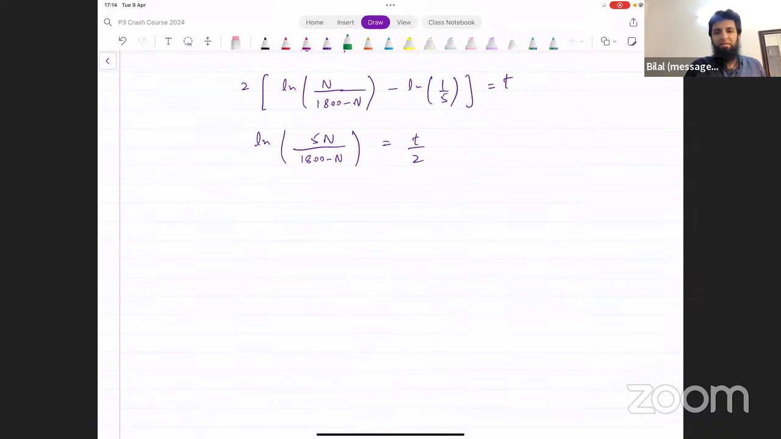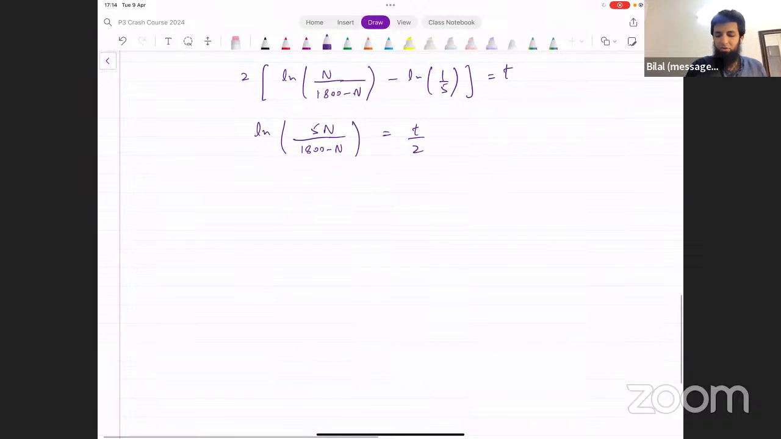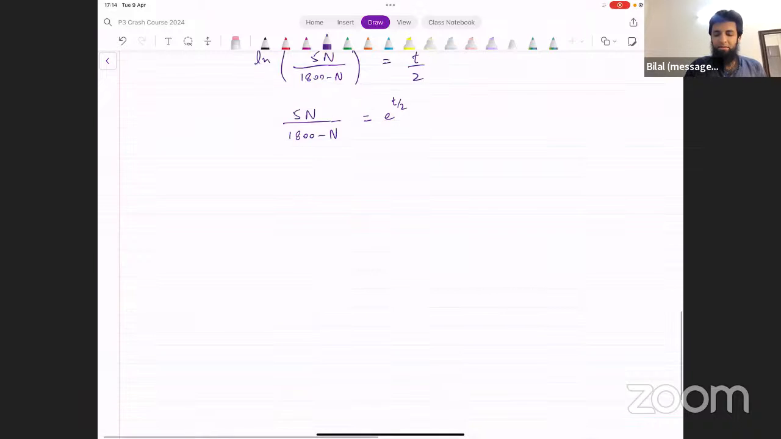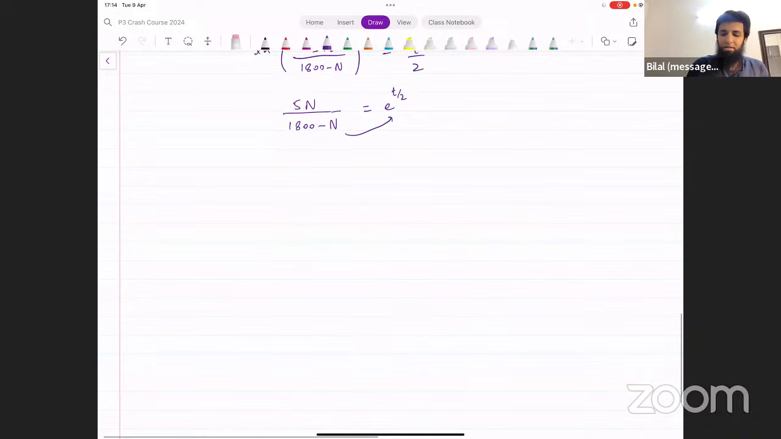The base of ln is e. E goes to the other side. It becomes the base of t over 2. So you have 5n over 1800 minus n equals e raised to the power t over 2. And now you need to make n the subject. Multiply this on the other side. That will give you 5n equals 1800 e raised to the power t over 2 minus n e raised to the power t over 2.